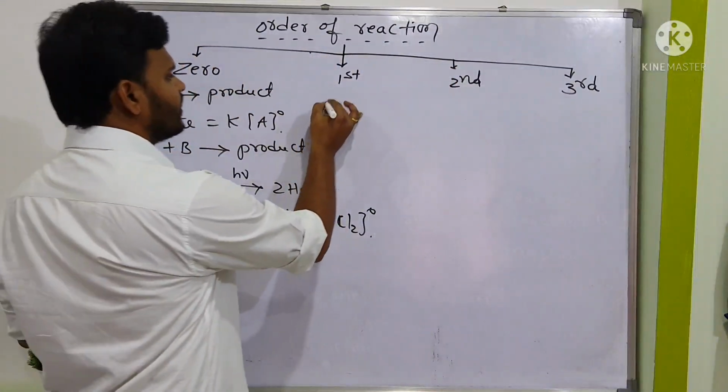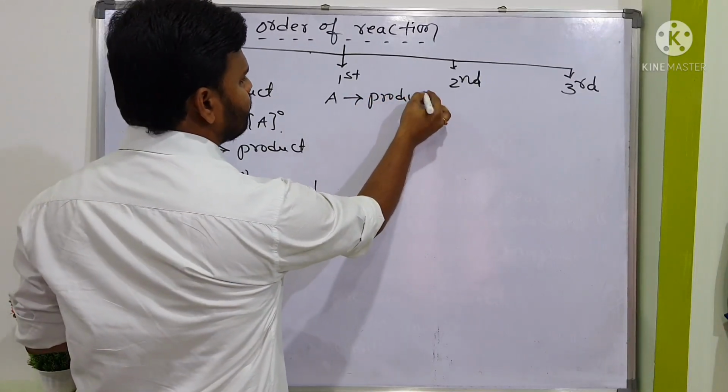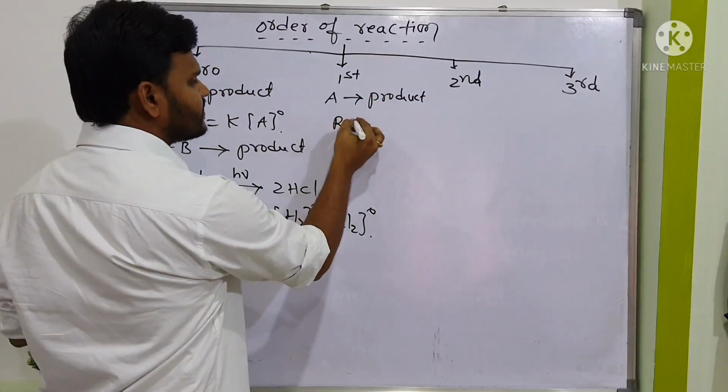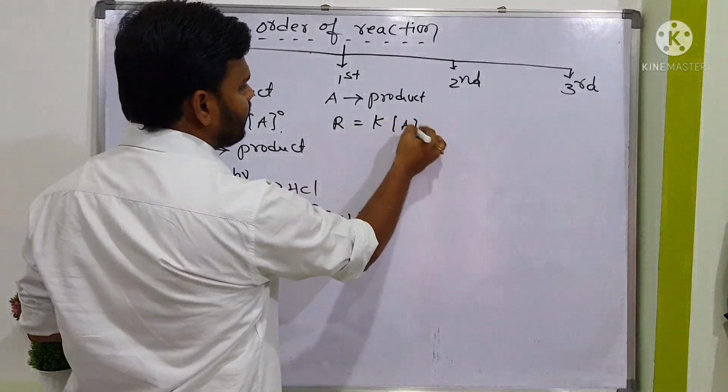First order reaction. A gives rise to product. So you can write like this: rate equal to K[A] power 1.